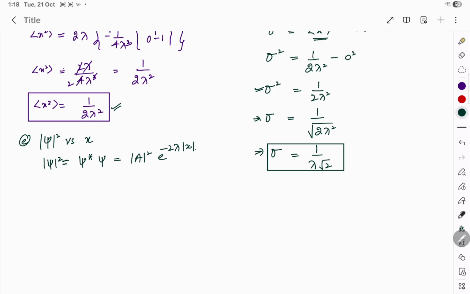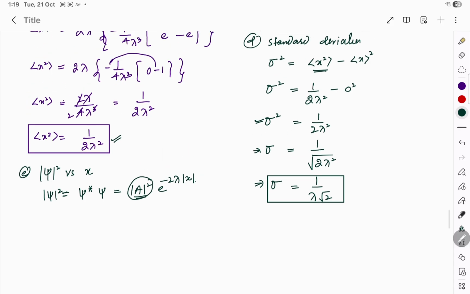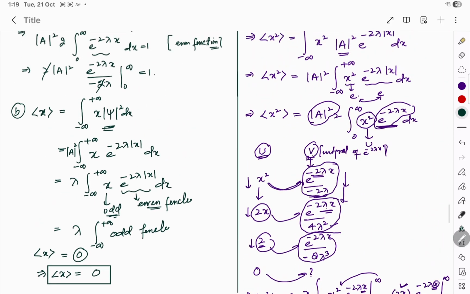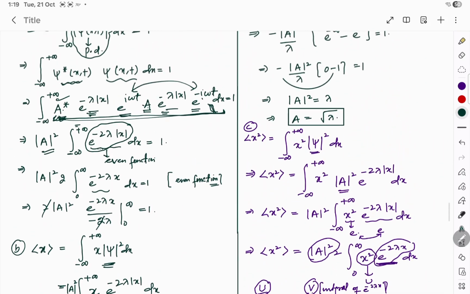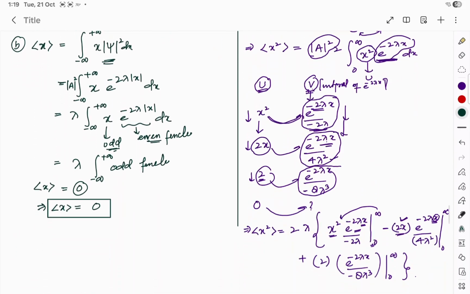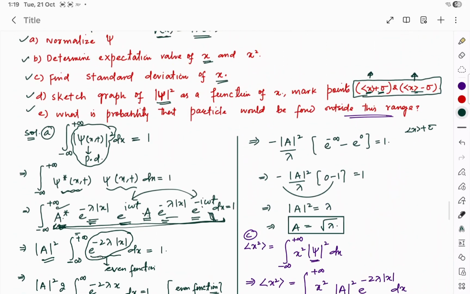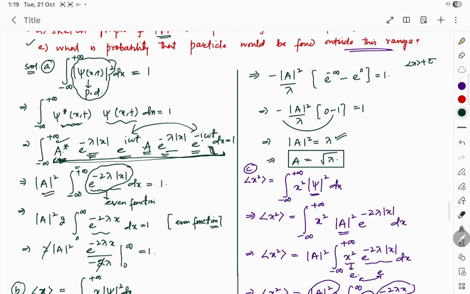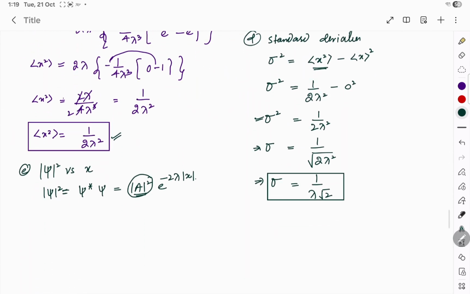I want to mention here that we already evaluated this mod A square, and it is probably equal to lambda. If I remember, it was probably here. Mod A square is lambda, so let's put it here. So it is actually lambda e to the power minus 2 lambda mod of x. Now about this function, it is an even function, and this is some positive constant.